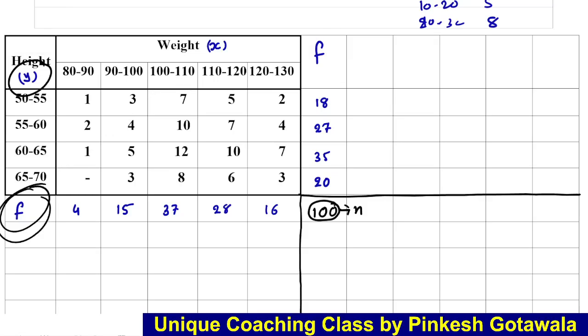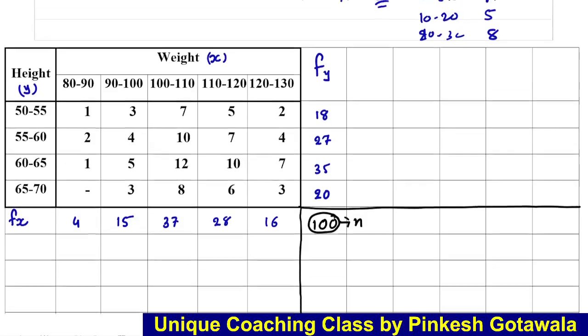This is a frequency but it is for y, so we should write fy. And here fx. Clear? Fy and fx. We get the frequency, but this is y frequency and this is x frequency. Clear? Fy and fx. So first column completed.